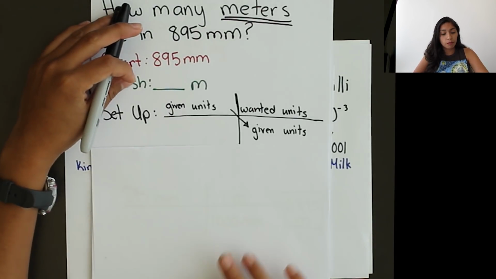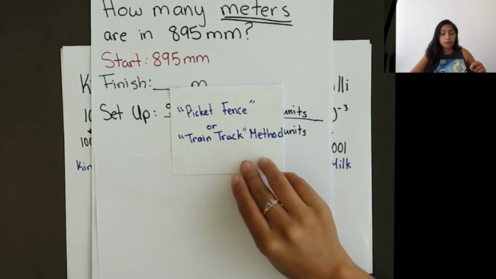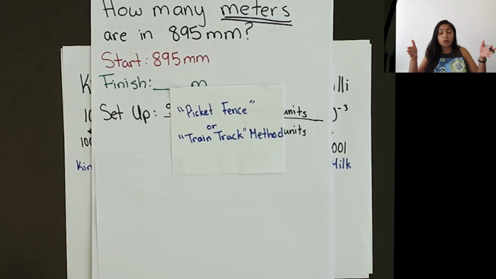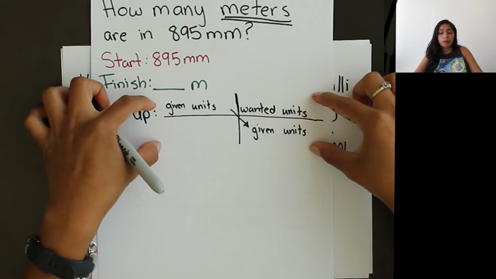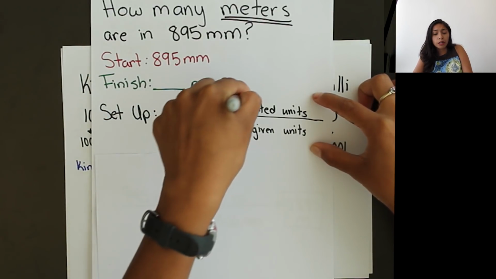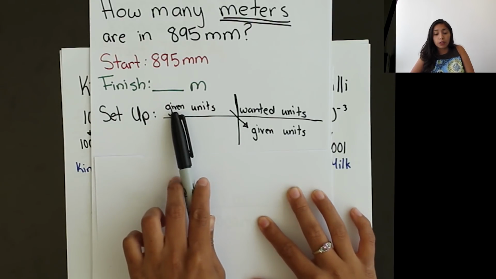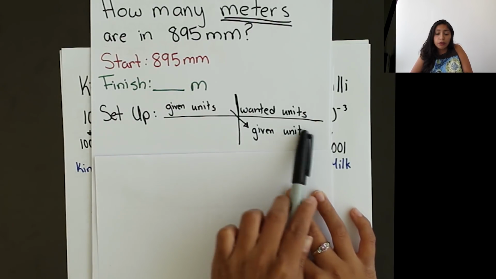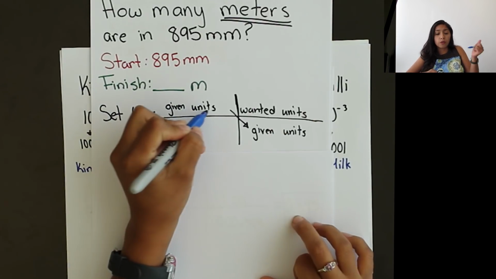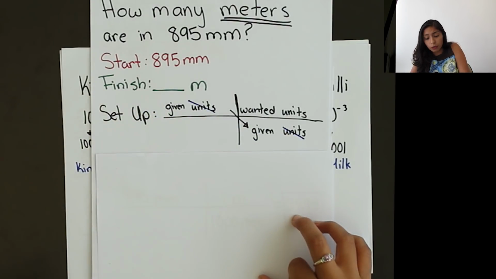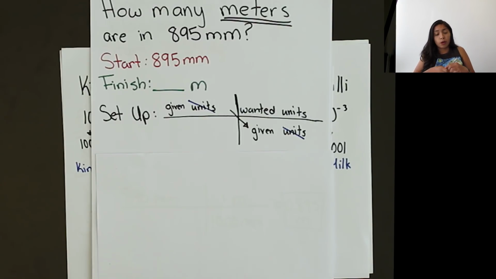Now, we're going to do a setup. The setup for these problems is what I call the picket fence or train track method. The picket fence or train track method is when you set up a table like this, a line from left to right and another line in the middle from top to bottom. Now, you're first going to write your given units, and then you're going to bring your given units down to the bottom right. The reason we do this is so later we can cancel those units. And at the top of the given units, we're going to write our wanted units.